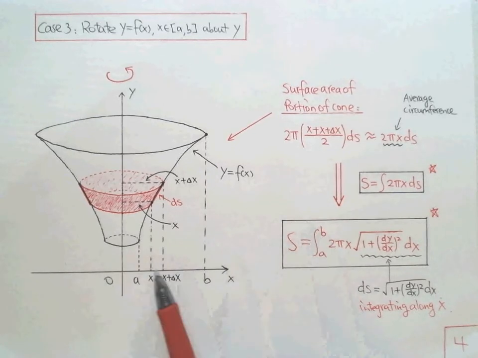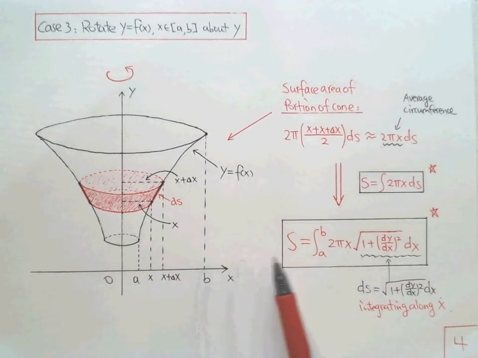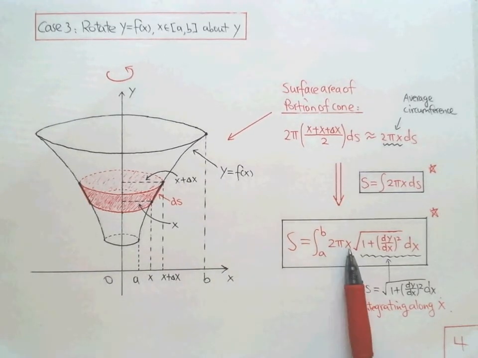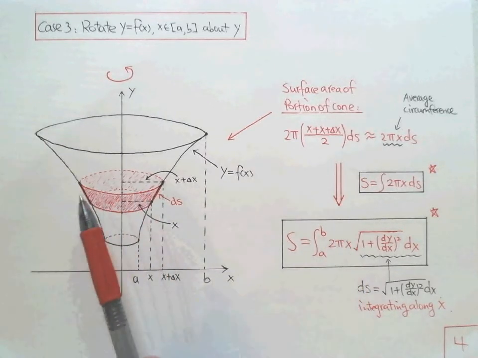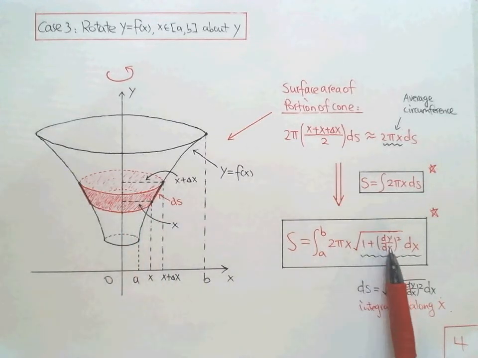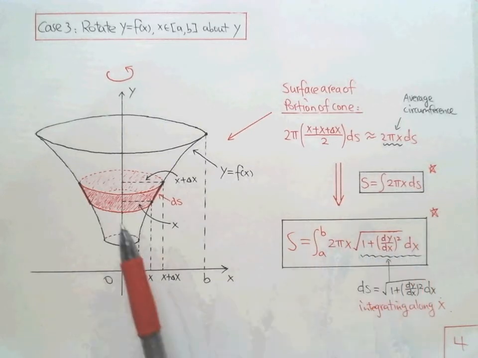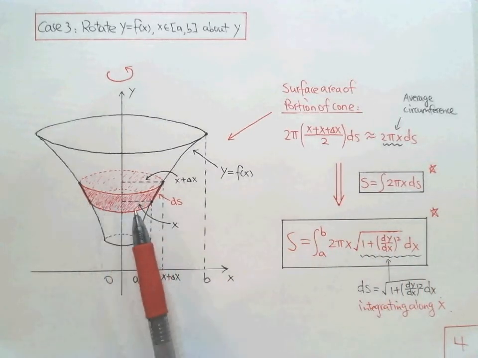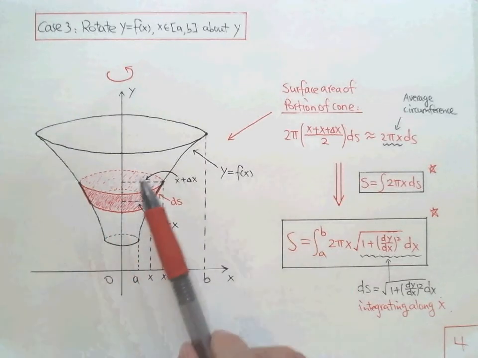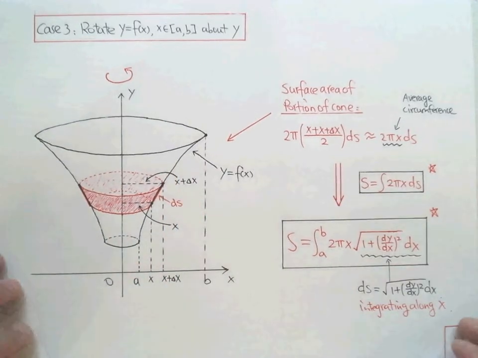So let's look at the formula. a to b is the integration interval, and 2 pi x is the average circumference, times ds. The average circumference times ds is the area of this one piece, and the integral adds up all the pieces.